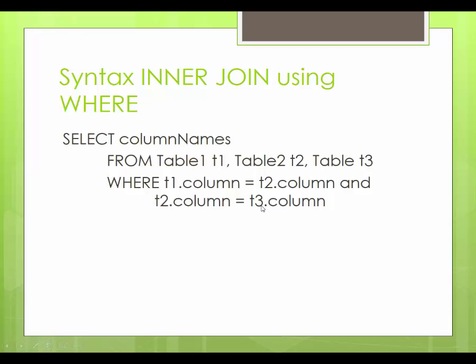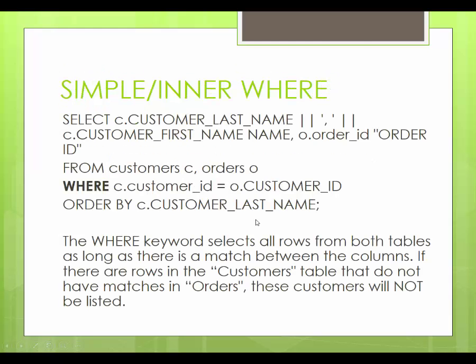So an example of this would be selecting our customer last name, first name, and order ID from customers C and orders O, where my customer ID equals customer ID for my customers table and my orders table, and then we're going to order it by customer last name. We'll produce the exact same thing that we saw with a join on.